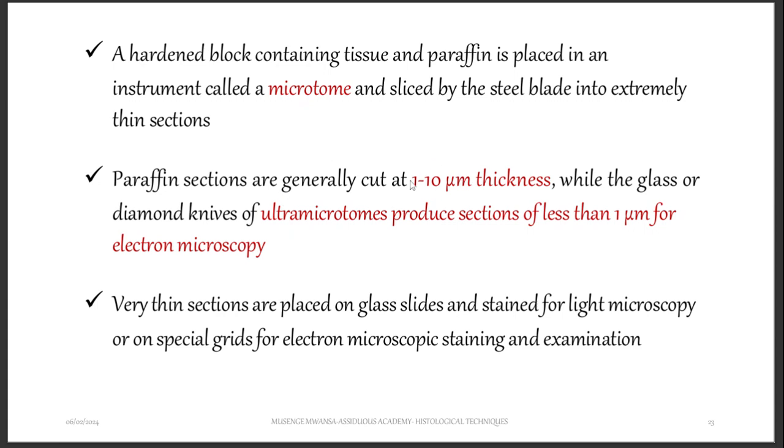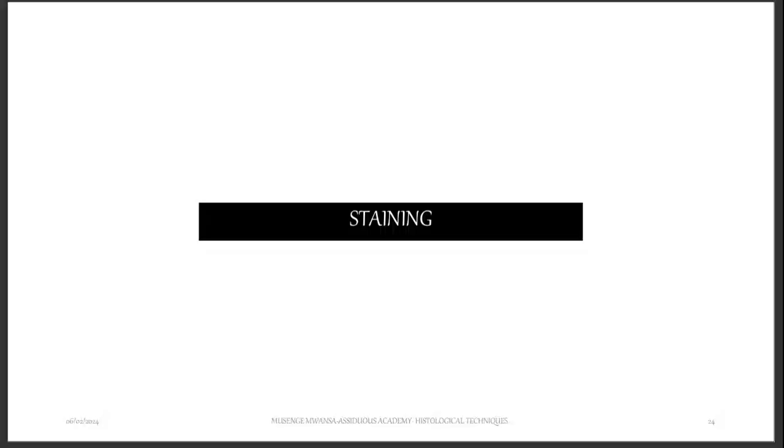Paraffin sections are cut at 1 to 10 micrometers thickness. Can you see that? That is very small. A micrometer, that is very thin, thinner than the paper that we use for writing. The glass or diamond knife of the ultramicrotome can produce sections of less than 1 micrometer for electron microscopy. That's for an ultramicrotome. You can see it can even make much smaller sections. So very thin sections are placed on a glass slide for microscopy, or on a special grid for electron microscopic staining and examination.